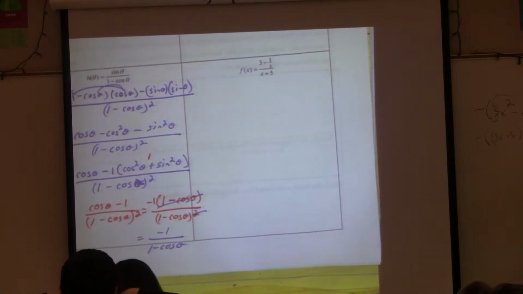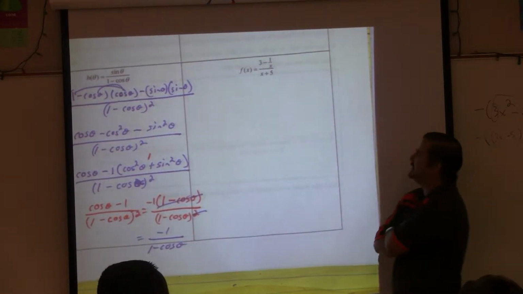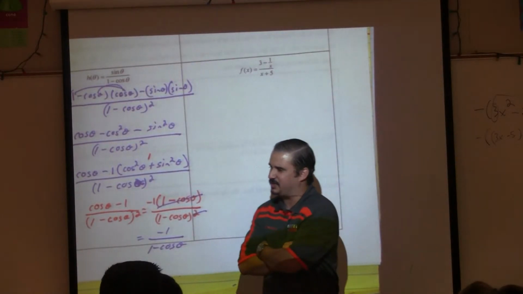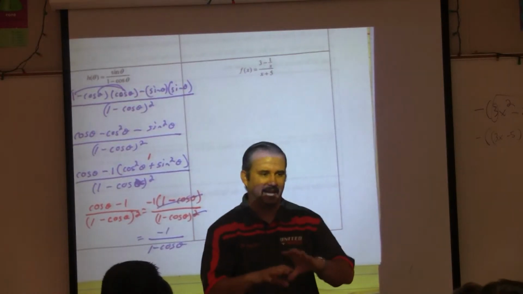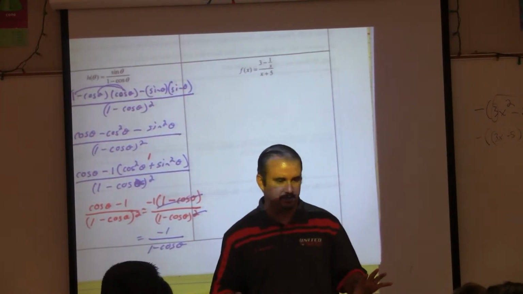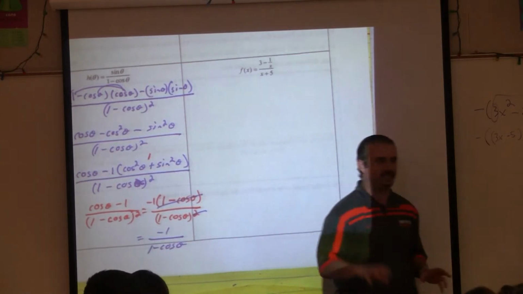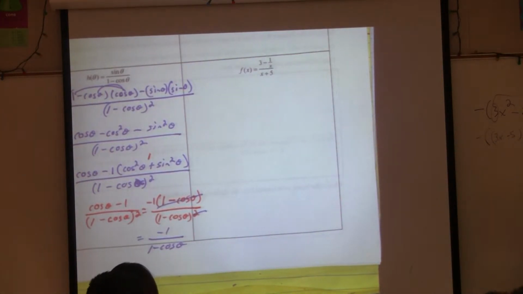Ready? Yes. Let's do it. If we look at this one, we have 3 minus 1 over x, all over x plus 5. So for this one, we don't have just one thing divided by another thing. We have a fraction within the fraction, right? So what we need to do is fix it. We need to make it one single fraction.